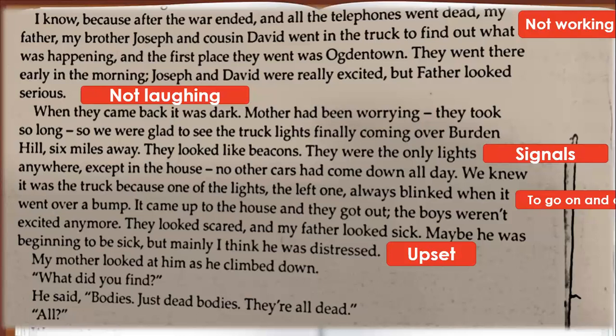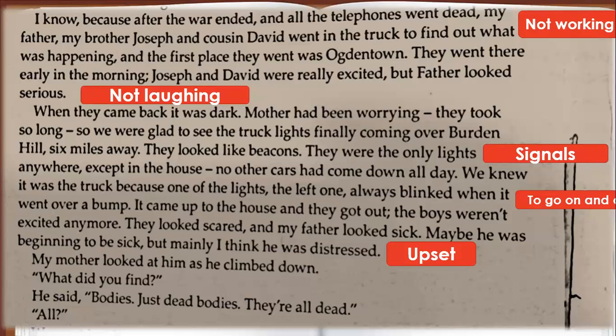The boys weren't excited anymore. Were the children still excited? No. They looked scared. They refers to the boys. And my father looked sick. Maybe he was beginning to be sick. But mainly I think he was distressed. He was annoyed.